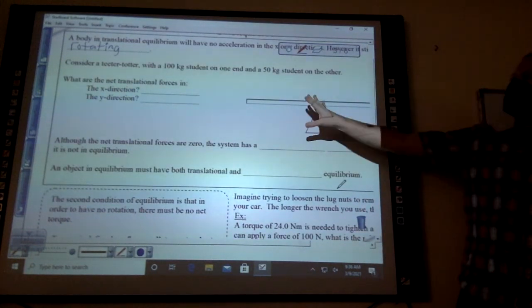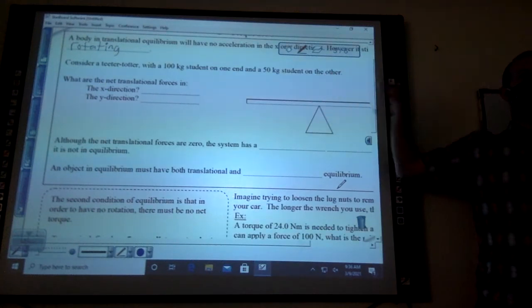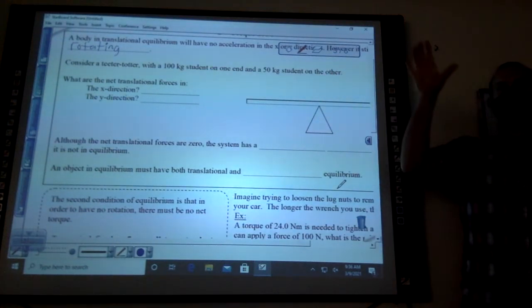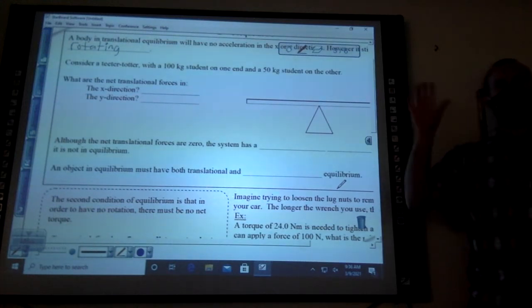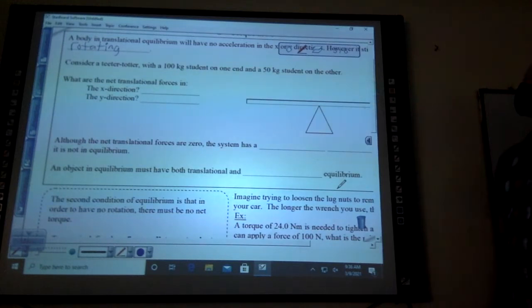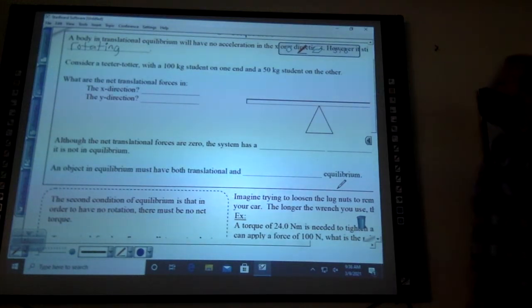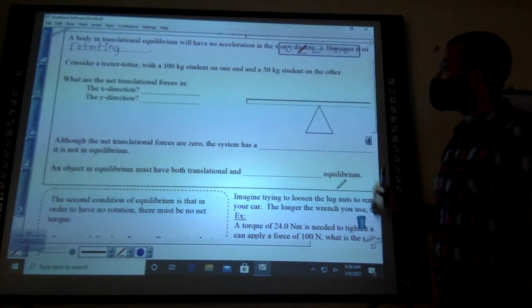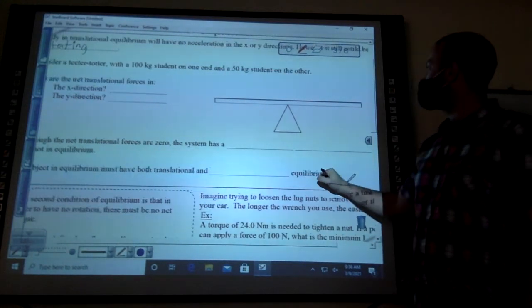Okay, so some of you have seen something like this, a teeter-totter or a seesaw, something you see on the playground where you have two people sitting on the sides and it goes up and down, right? You know what I'm talking about? Yes. Okay. So if we consider something like this, where we've got a 100 kilogram student on one end and a 50 kilogram student on the other. So let's draw this.